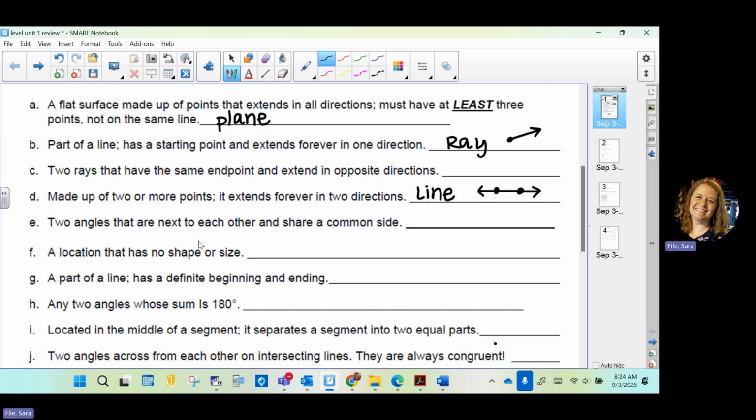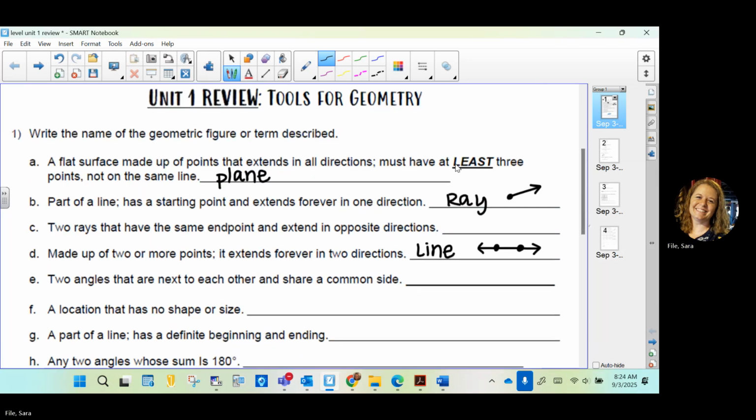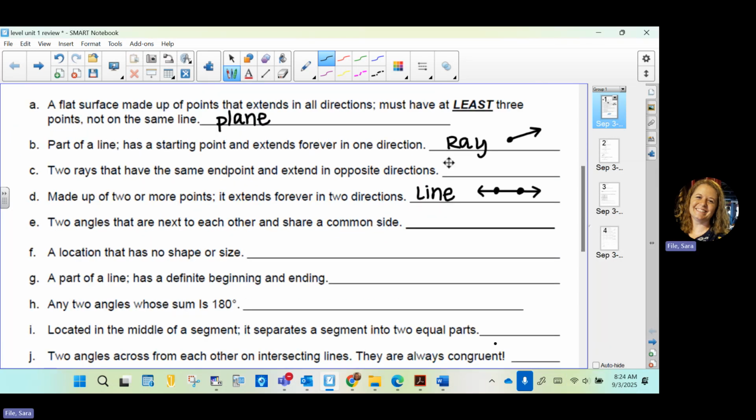Two angles that are next to each other and share a common side. Yes, if they are next to each other and share a side, that would be like this. They're two angles next to each other like this, these two angles here and here. They're next to each other and share this common side. They don't have to be congruent or the same size. They just are next to each other. That's adjacent.